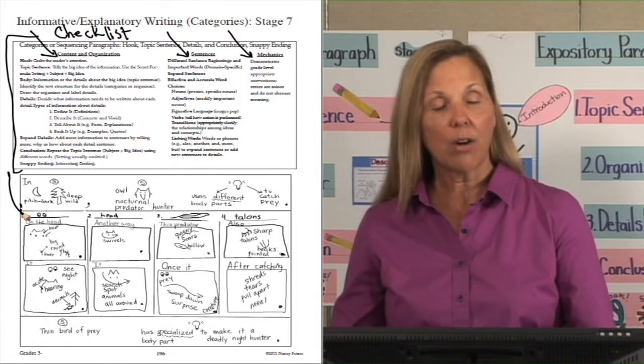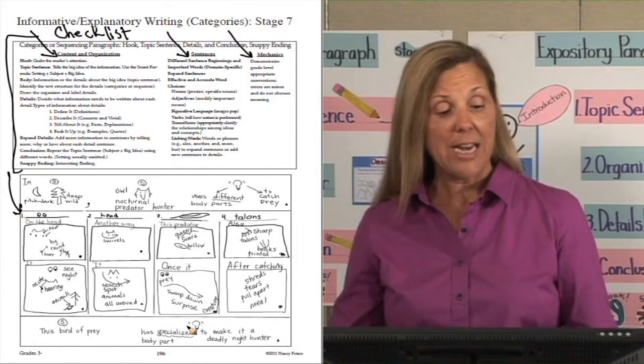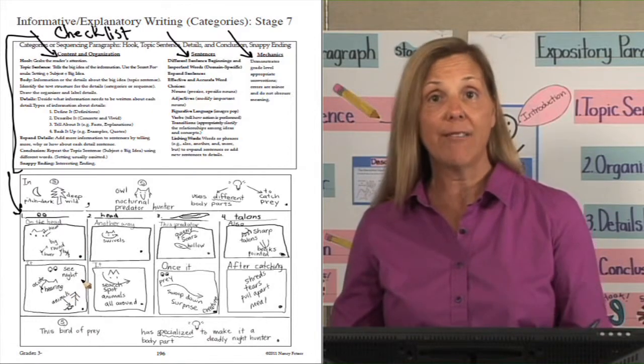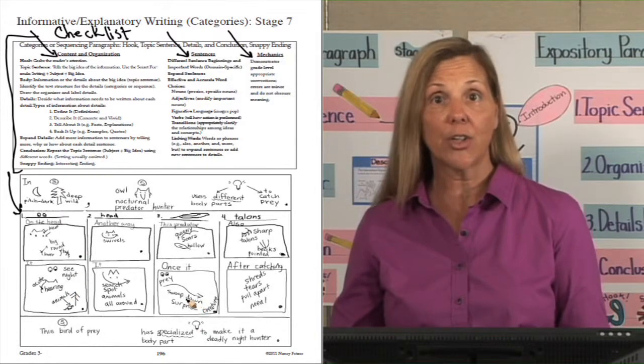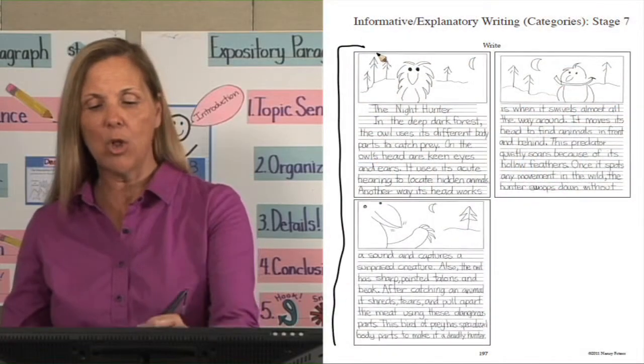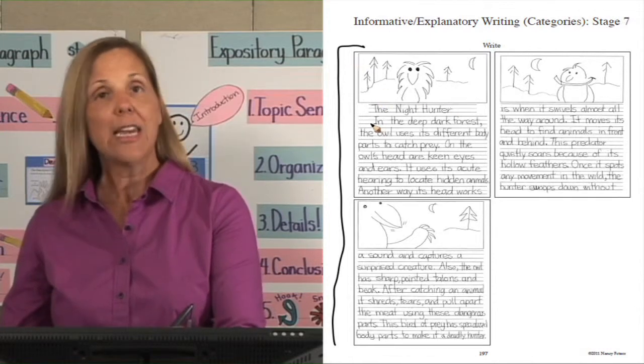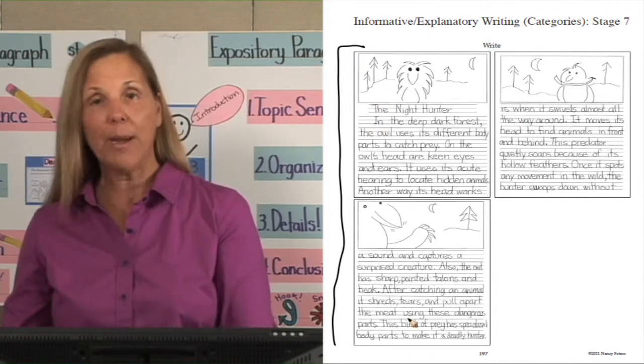Down below is our finished organizer that has all of the information, the punctuation, everything is included on that finished organizer. Jump to the next page. Here we have a student sample of a paragraph. We have the night hunter. Here they have written out their entire paragraph.